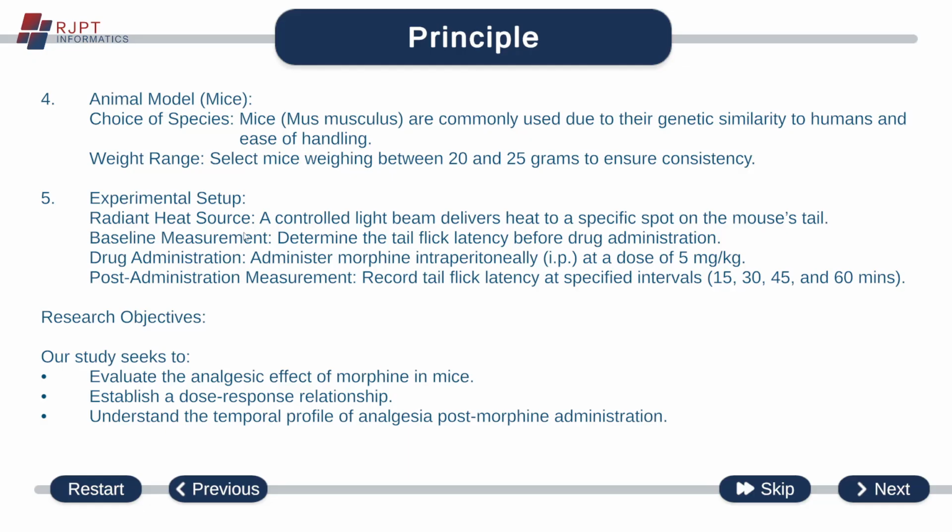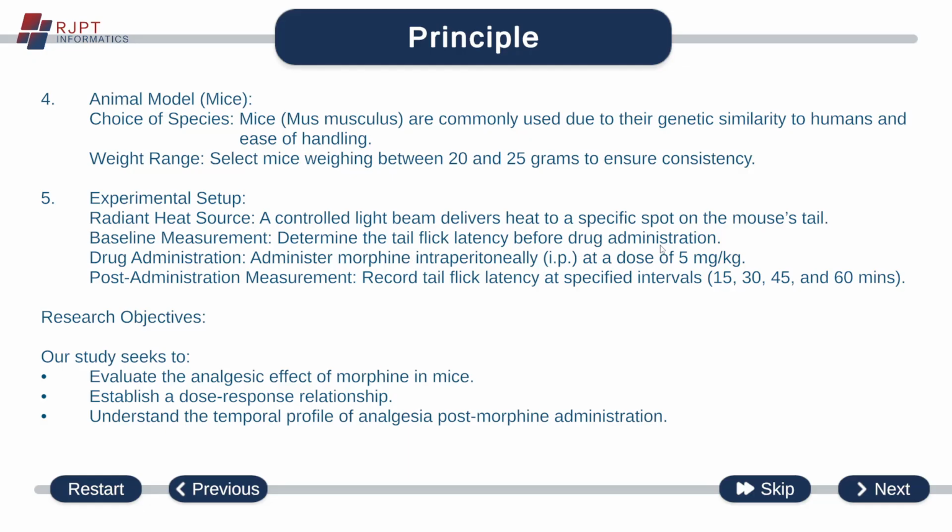First is the radiant heat source. We require a radiant heat source. A controlled light beam delivers heat to a specific spot on the mouse's tail. Then, baseline measurement: determine the tail flick latency before drug administration. We have to determine the tail flick latency.